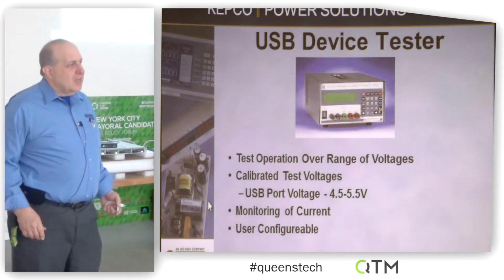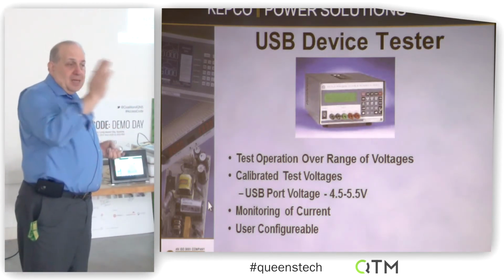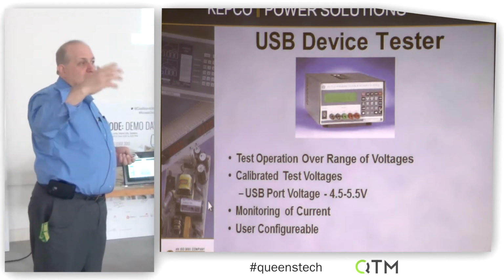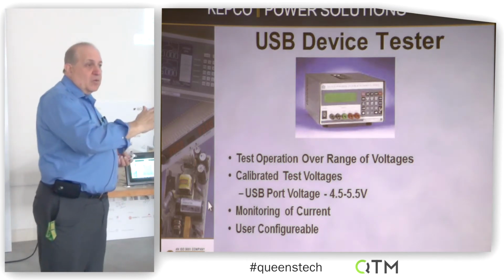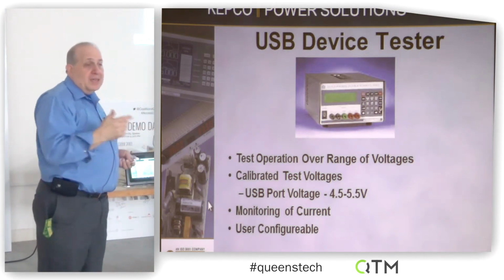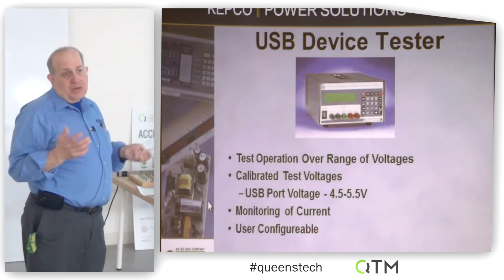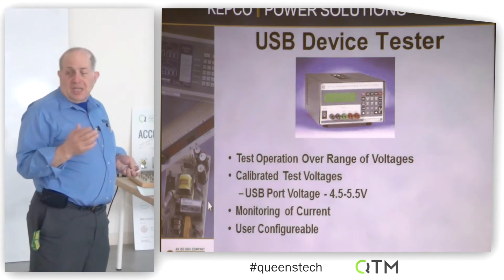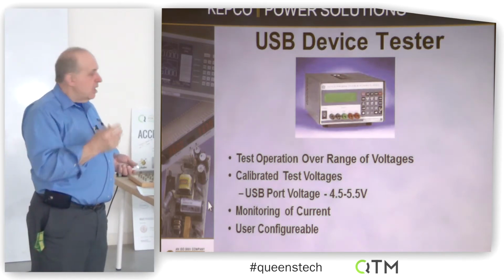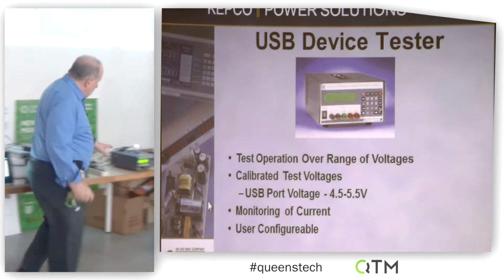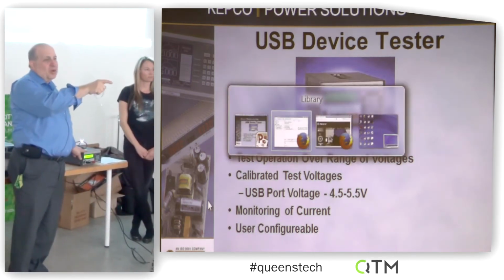You don't. And so to make sure that your device works properly, you need to test it at that 5 volts. You need to test it at the high range, which is 5.5 volts, and at the low range at 4.5. And you also have to check whether anything weird is going on with your device. One of the indicators of that is how much power your device is drawing. And our power supply here is programmable. Normally we would do this over the computer, but the cord isn't quite long enough.